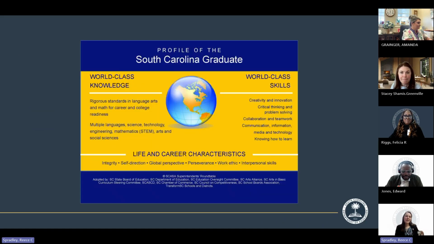So just to get started, I always like to begin with the profile of the South Carolina graduate. This is something that y'all are probably familiar with already, and it's something that's kind of the cornerstone for everything we're doing K-12 and preparing our students to be college and career ready. So if you could come off mute or drop in the chat where you see social studies in this profile, that would be great. I'm looking for one example before we move on.